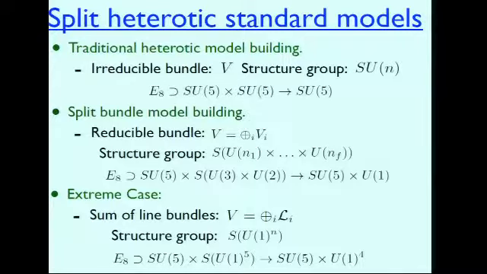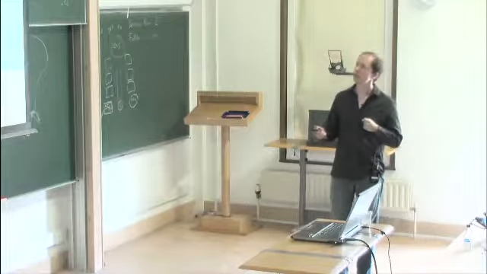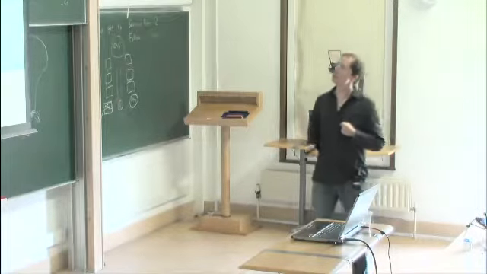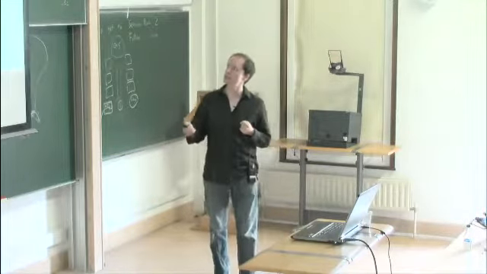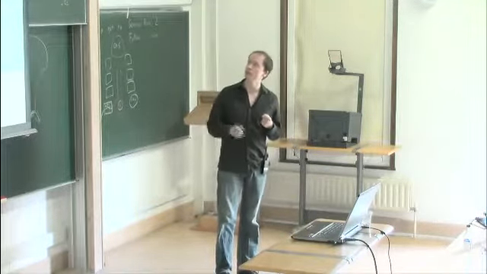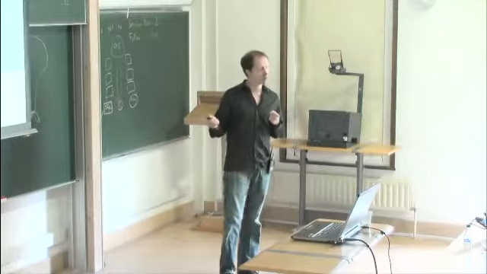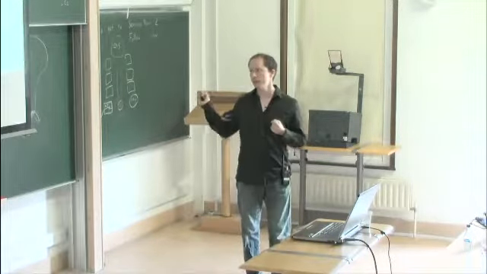The point is this is not the only thing you can do. One of the first papers that I was aware of, for example, was a paper by Ralph and his collaborators saying, well, you can also just do something with a more split bundle from a model building perspective. So what you can do, instead of taking an irreducible bundle, you can take a reducible bundle, something that's just a sum of separate pieces, where the structure group, instead of being something simple like SU(5), is S(U(n1) times U(n2) times U(n3)), and so forth.